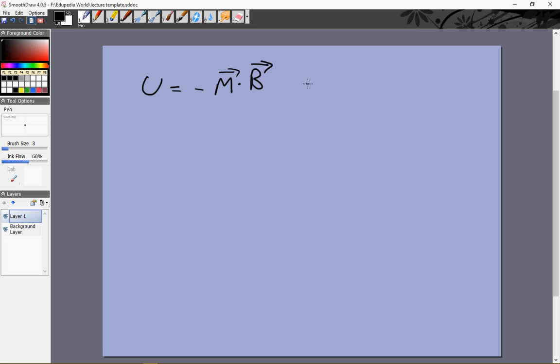So the important point here is that U is minimum, or the dipole is most stable, when m is parallel to b, right? And this is also true for electric dipole.